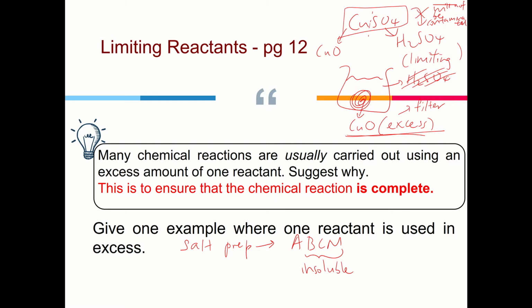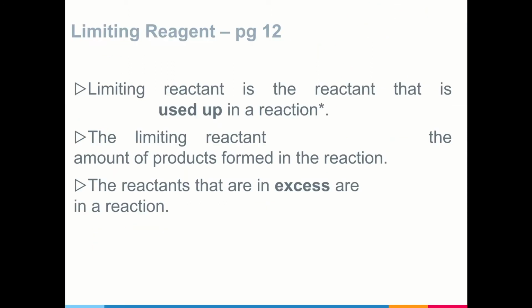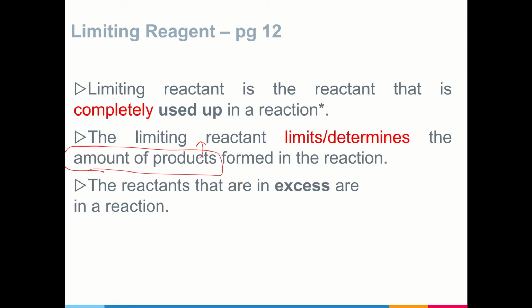So this is one of the reasons why we add something in excess, and the other one is limiting. The limiting reagent is the one that is completely used up. It determines the amount of product formed in the reaction, so the final amount is dependent on the limiting reagent. The one in excess means it is not used up.